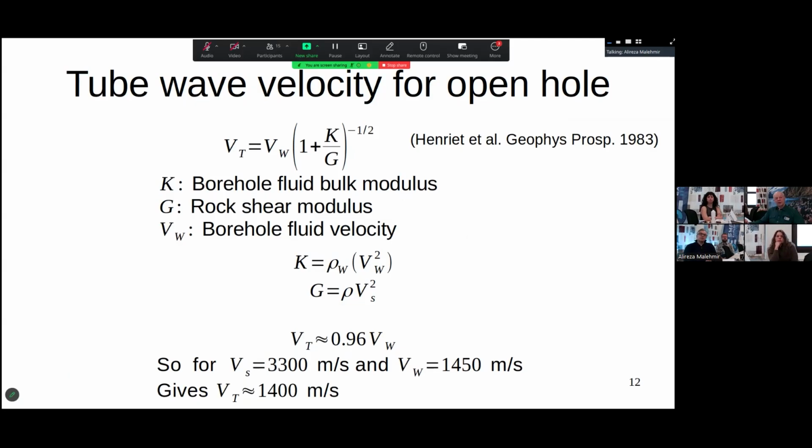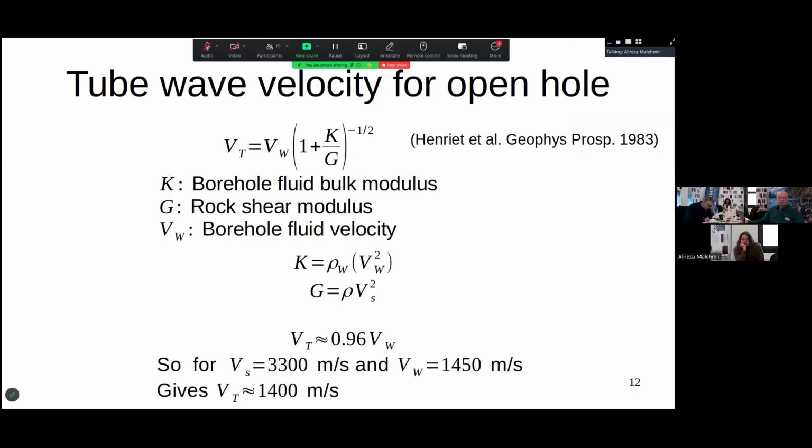So we have the fluid bulk modulus. This is the fluid in the borehole. We have the rock shear modulus. So this is the rock surrounding the borehole. We have the borehole fluid velocity, and we have these formulas for the bulk modulus and the shear modulus, which are dependent upon the relative velocities and densities of the media.